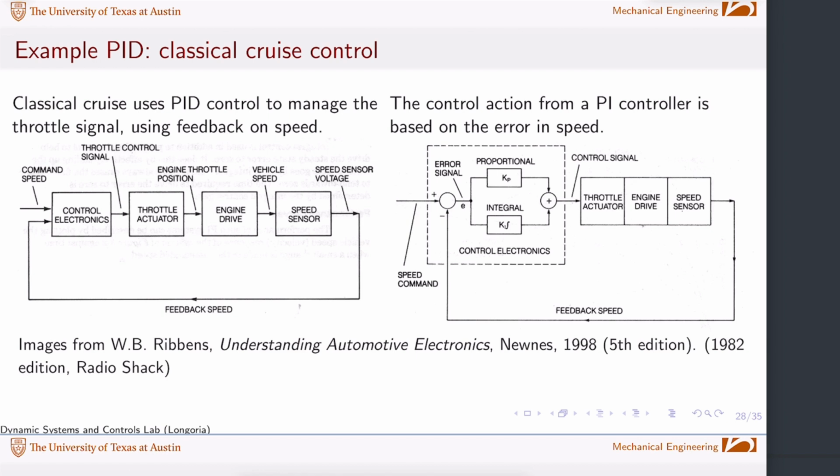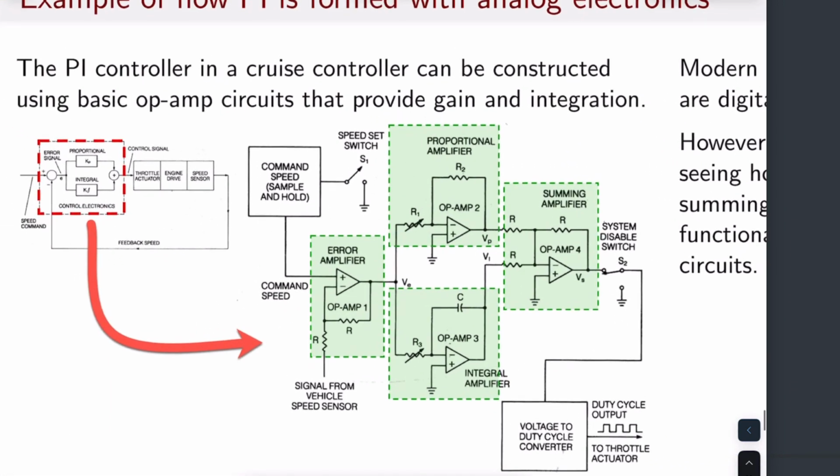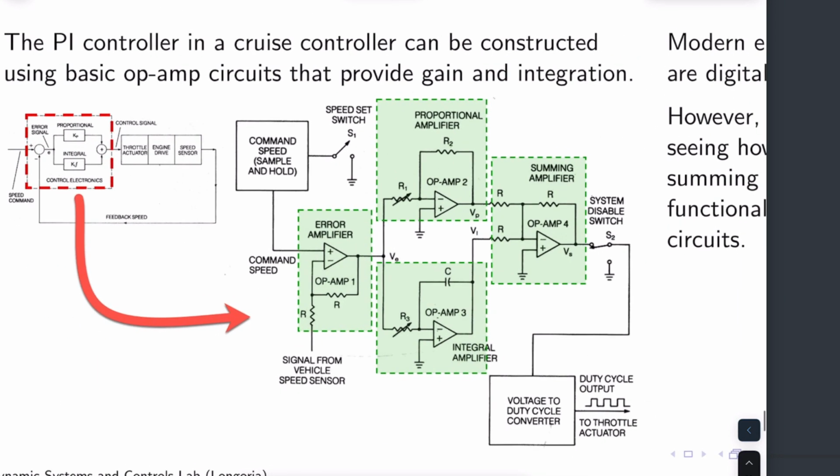All right. So going back to this, I kind of like how it's showing that the control signal that's going to the throttle is a sum of these two things. And I like that because of the way Ribbons did in another illustration in his book, and those of us who have studied electronics, you can build this controller with analog circuits.